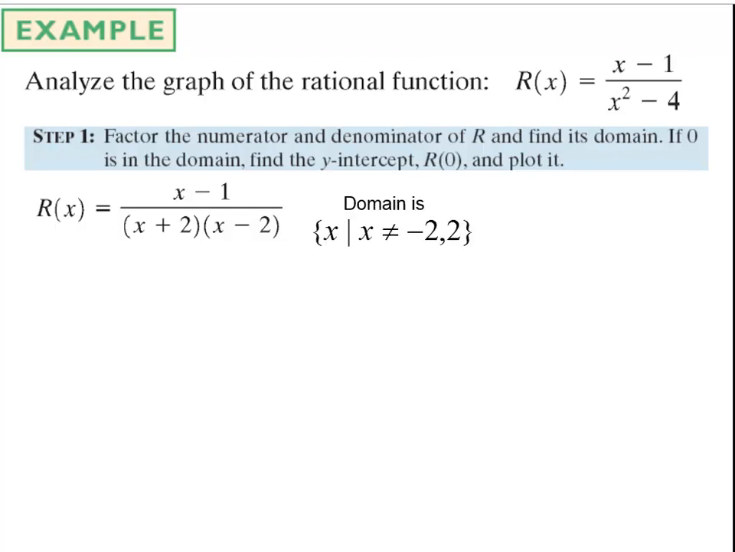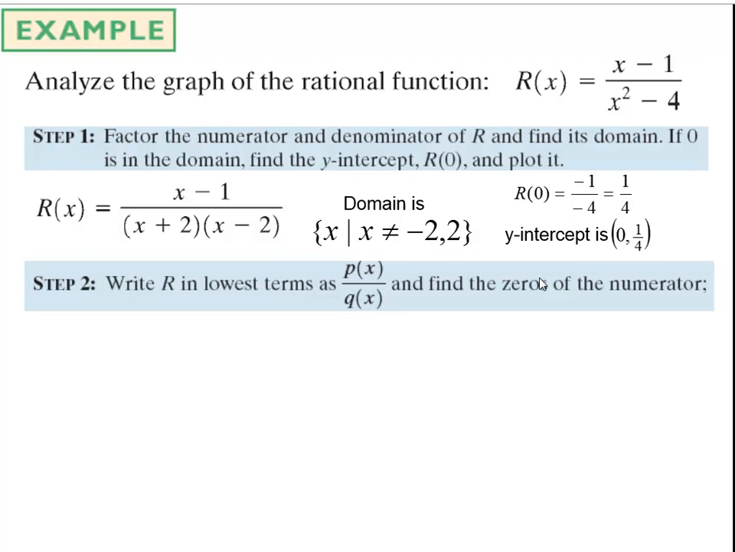So the domain then is any real number as long as x is not negative 2 or positive 2. The second step here says find the y-intercept. So I'm going to plug x equals 0 into the equation. And if I plug x equals 0 into the equation, I basically just get negative 1 in the numerator, negative 4 in the denominator. So I get a y-intercept of 1/4.